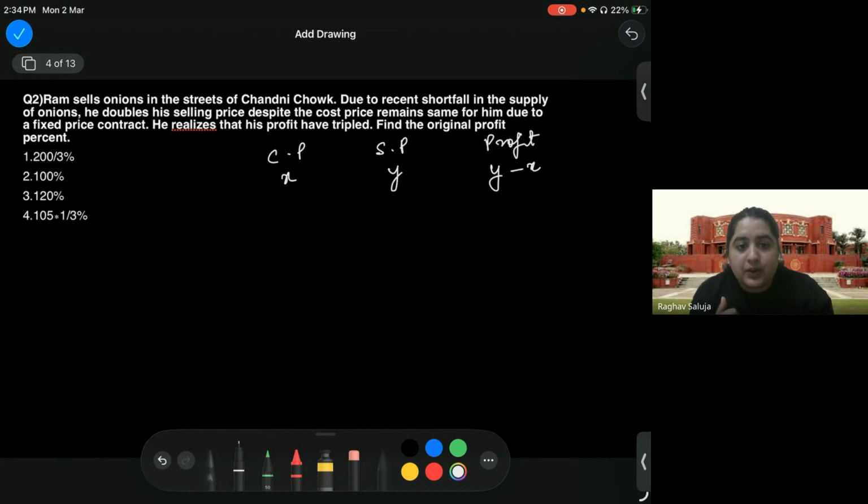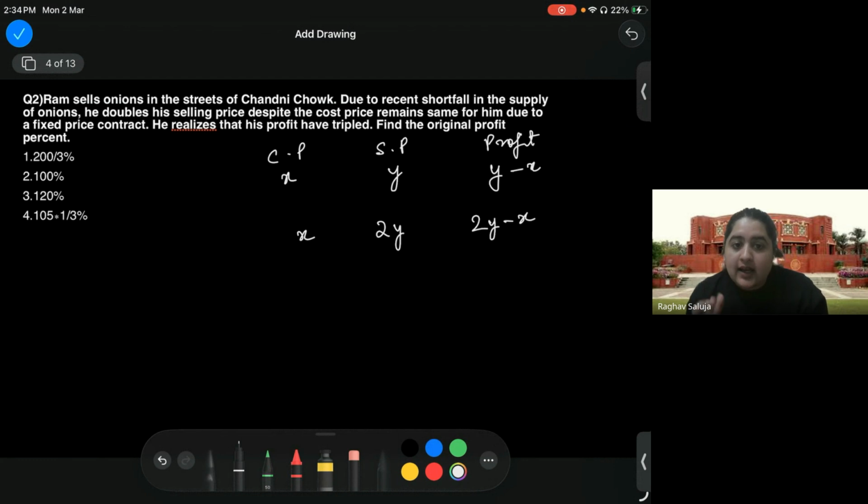He doubles the price when there is a shortage of onions. So what he does, he doubles the selling price, but we see that his cost price remains the same because that was in his contract. So now our profit will be 2y minus x.